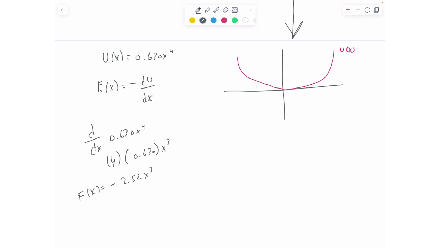So if you were to plot this function right here, negative 2.52 x to the third, it would look like this. Let's change it to maybe this color. You get this, come down here, and then it looks something like this. And this is f of x, force as a function of displacement, okay?